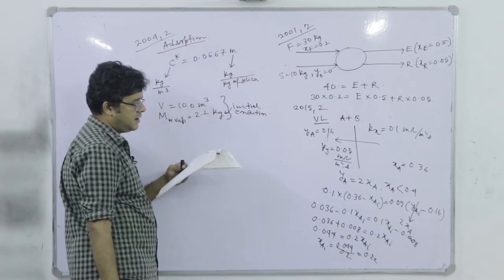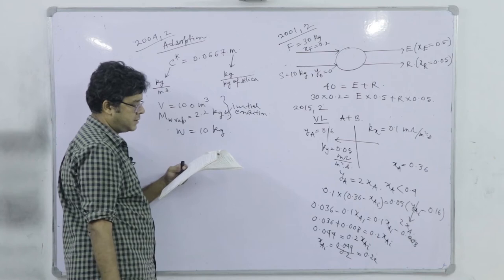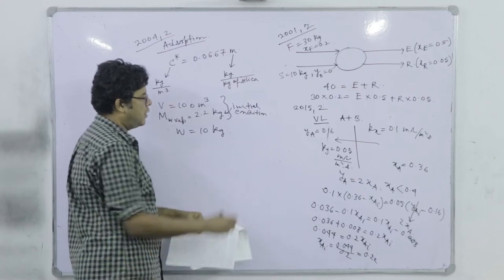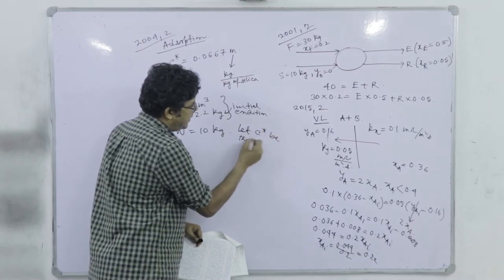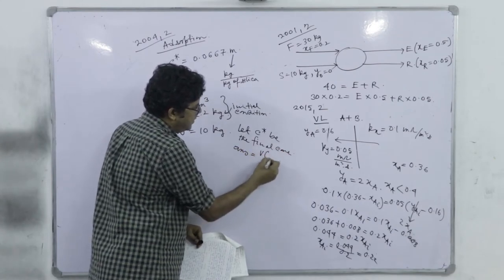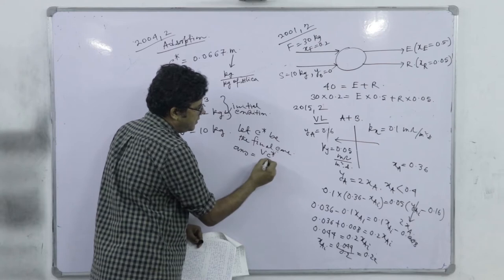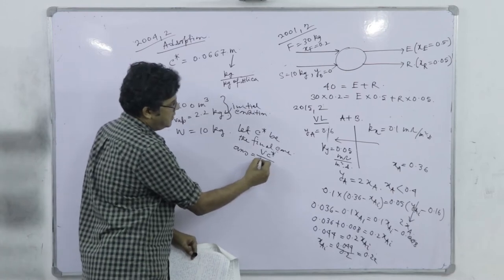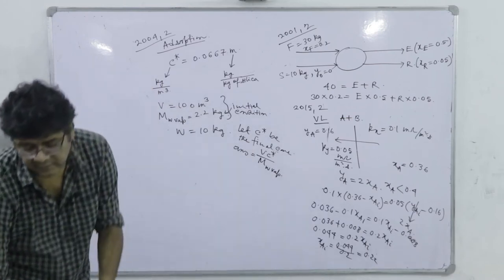10 kg of dry silica gel is kept in the room. So W is equal to 10 kg, right. The fraction of the initial water vapor remaining in the air space after a long time. So let C star be the final concentration. So my answer is V into C star, that is the final amount remaining in the space, divided by m water vapor. So we have to find out basically the C star, okay.